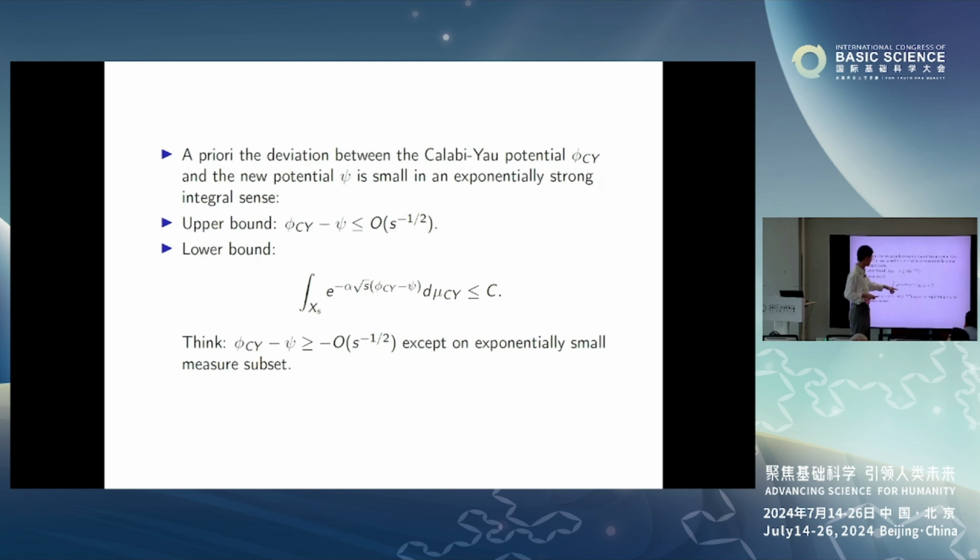Now here is a slightly more tricky thing. So it's a lower bound on this quantity. So notice that the exponent is proportional to the square root of S, which is a very large quantity. So what happens is that this quantity may be quite negative, but it can only be very negative on a very small measure. It's almost, okay, I'm almost done. So this is saying that up to very small measure, this thing is bounded from below.